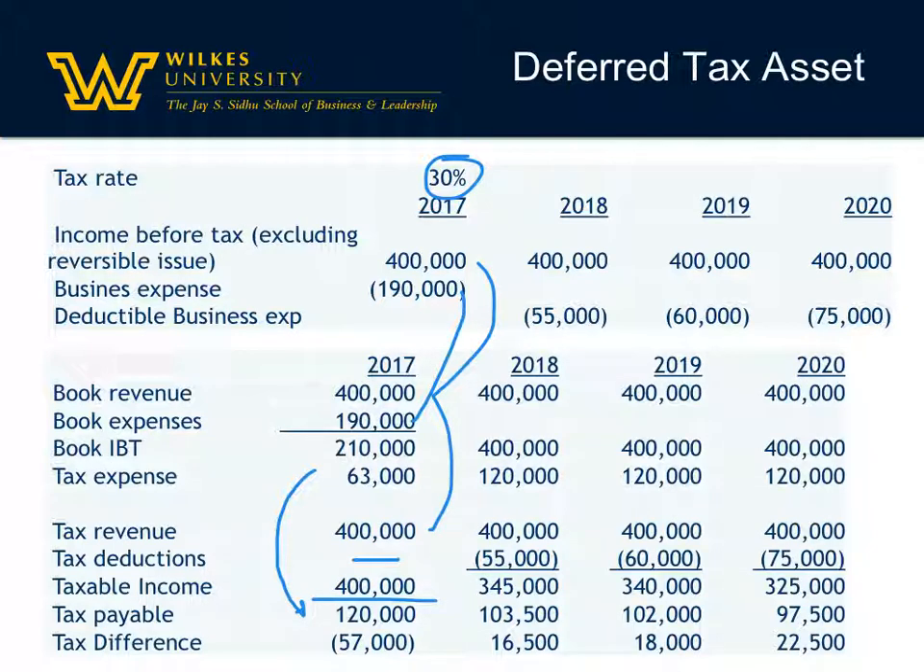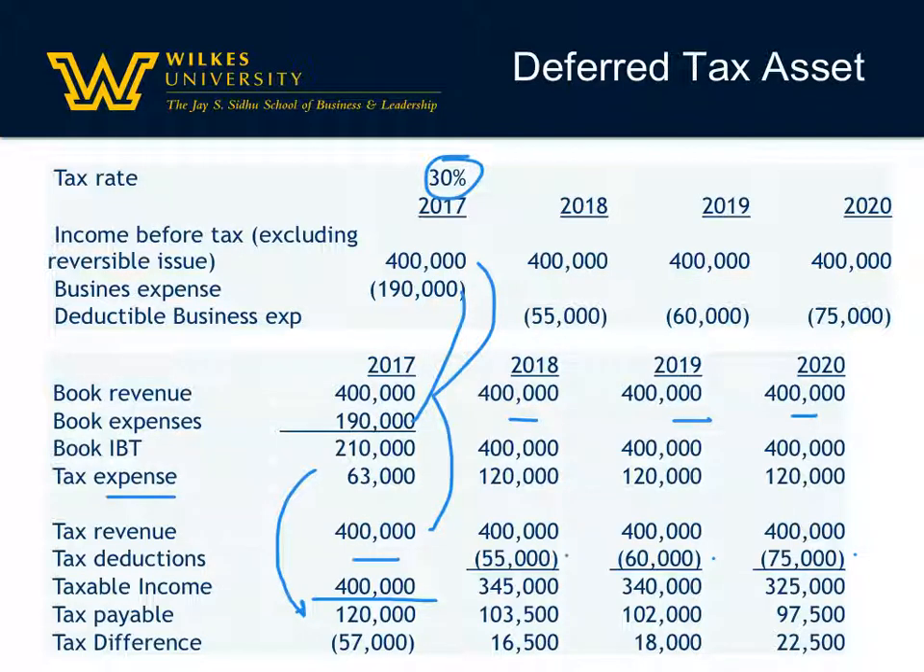We move things forward in the future. Same thing, we do not have the deduction for book purposes, but we do have it for tax purposes. And we're decreasing the deferred tax asset until it reaches zero. We think of our journal entry the same way. We always debit tax expense and credit taxes payable. So the difference is going to need a balance.